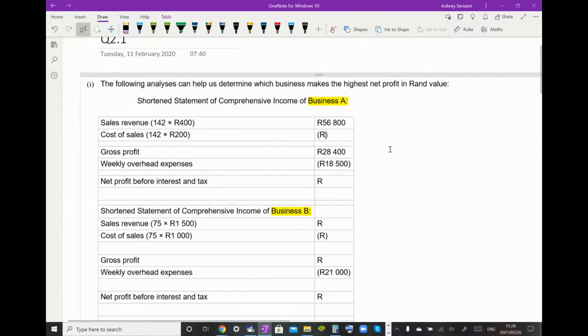28,400. Thank you very much. Which then gives us a gross profit of 28,400. And then we have the weekly overhead expenses, in other words, expenses for the week, which is 18,500. Which gives us what? What's our profit then for business A? 9,900. Okay, awesome stuff.